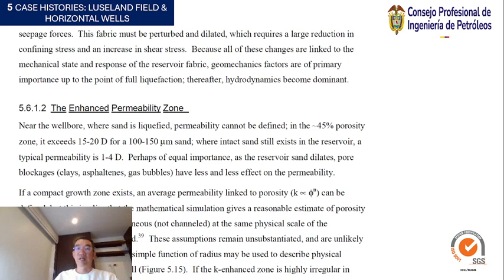Geomechanics factors are of primary importance up to the point of full liquefaction. Thereafter, hydrodynamics become dominant.